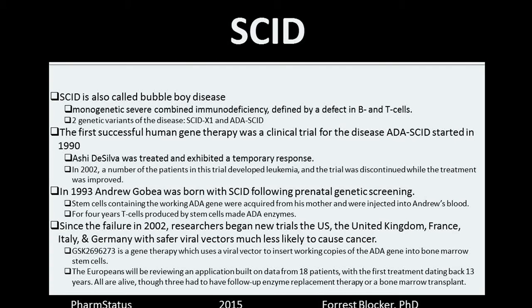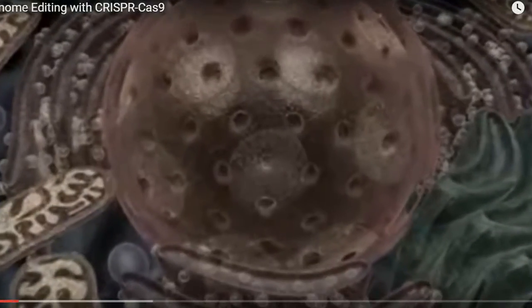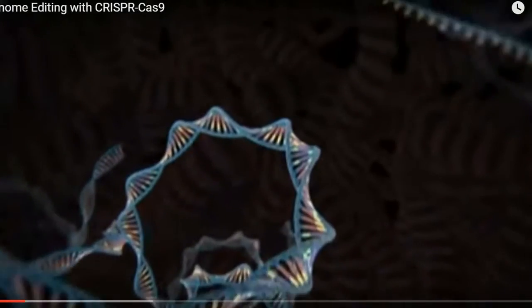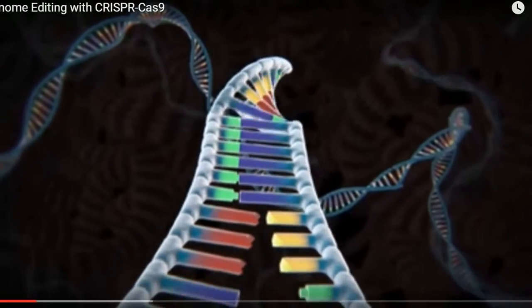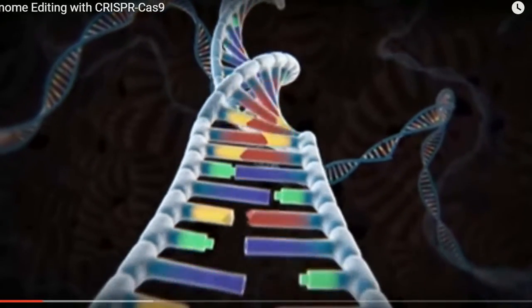In 2002, a number of patients from the original Ashley DeSilva trial developed leukemia, and this caused a great stir, as it should have. Since that failure in 2002, researchers have begun new trials in the United States, in the UK, in France, Italy, and Germany, using safer viral vectors that are much less likely to cause cancer. And later on, we're going to talk about what these specific vectors are and what the technologies are and how they compare with one another.